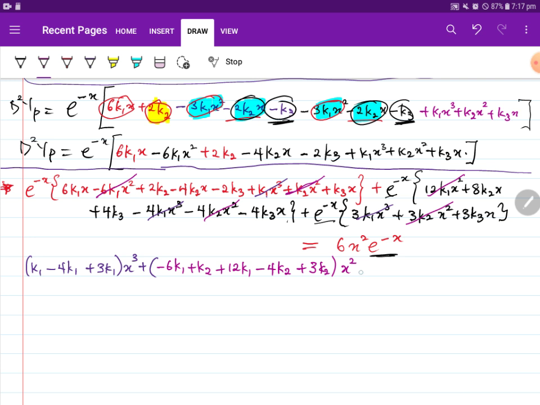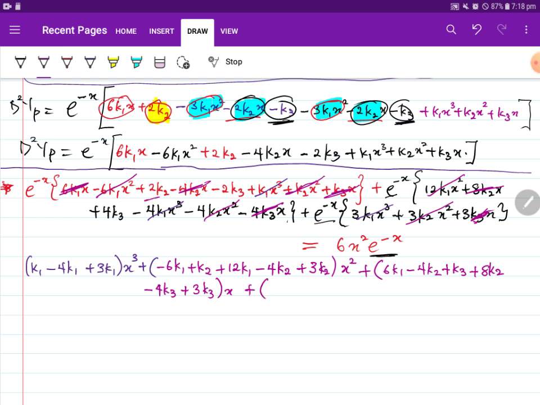Yes, plus let's pick ordinary x. This is ordinary x, that's 6k1 ordinary x minus 4k2 ordinary x plus k3 ordinary x, plus 8k2 ordinary x, minus 4k3 ordinary x. Ordinary x here, yeah, that will give us plus 3k3, close bracket x, plus now the constant.